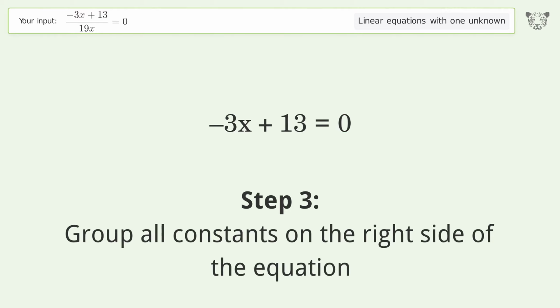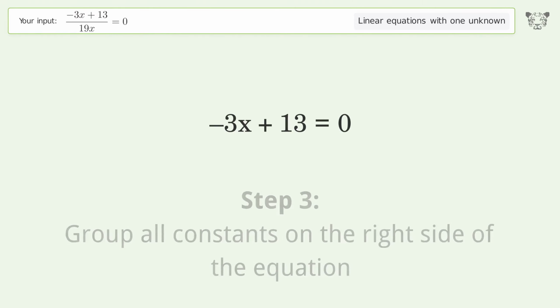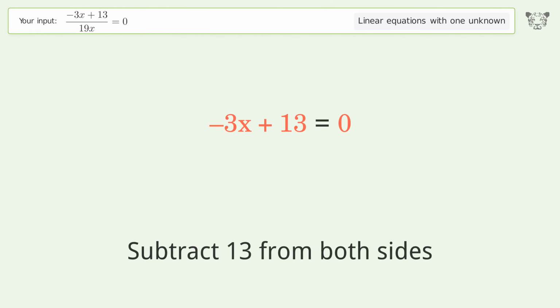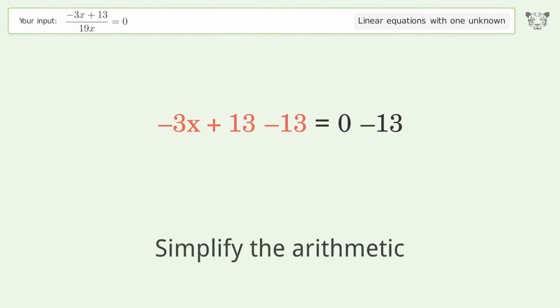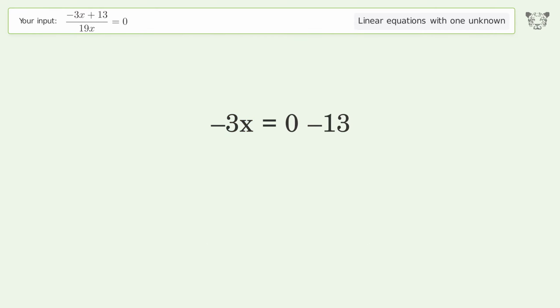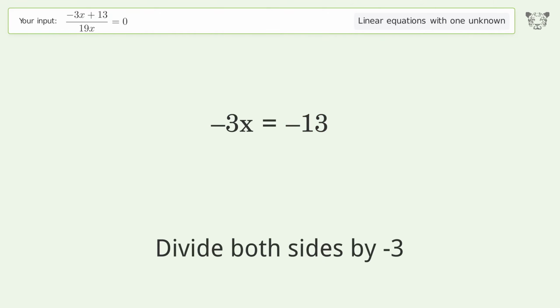Group all constants on the right side of the equation. Subtract 13 from both sides. Simplify the arithmetic. Isolate the x. Divide both sides by -3.